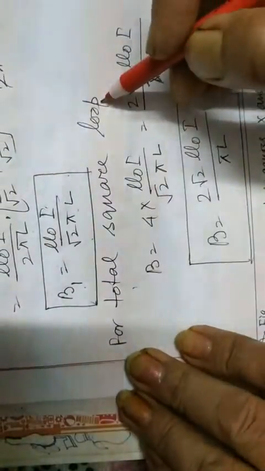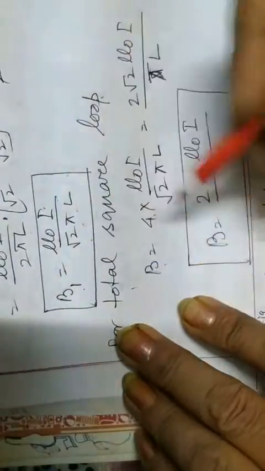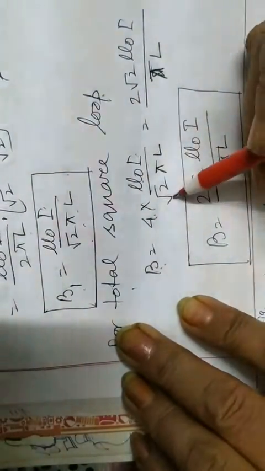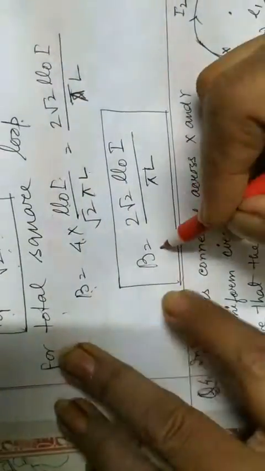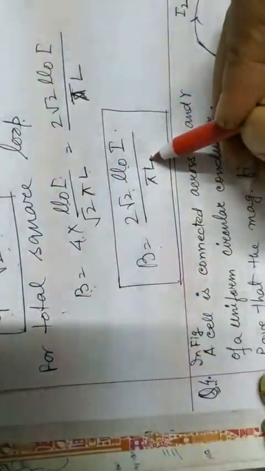So for the total square loop, B will be equal to 4 times this. So B is equal to 4 times mu 0 I by root 2 pi L. So finally B is equal to 2 root 2 mu 0 I by pi L.